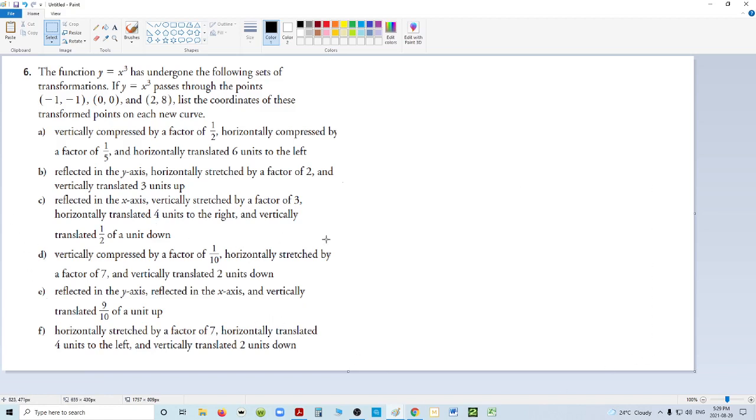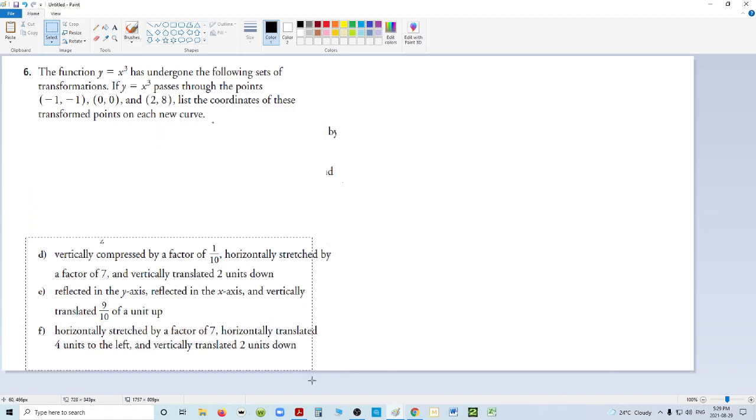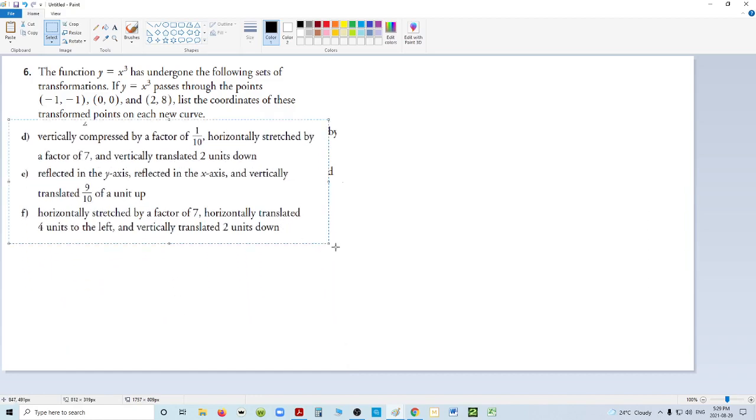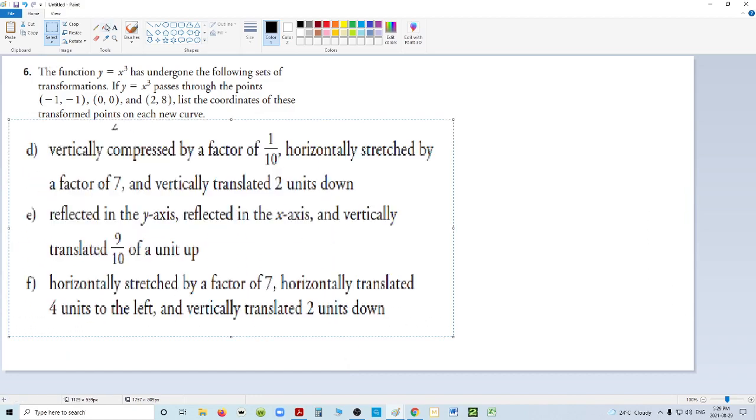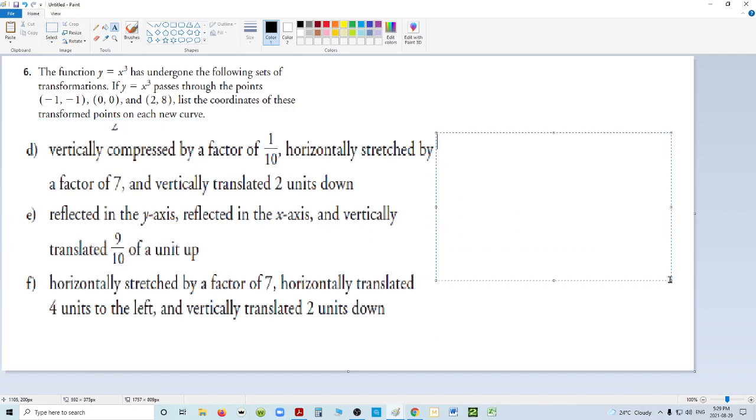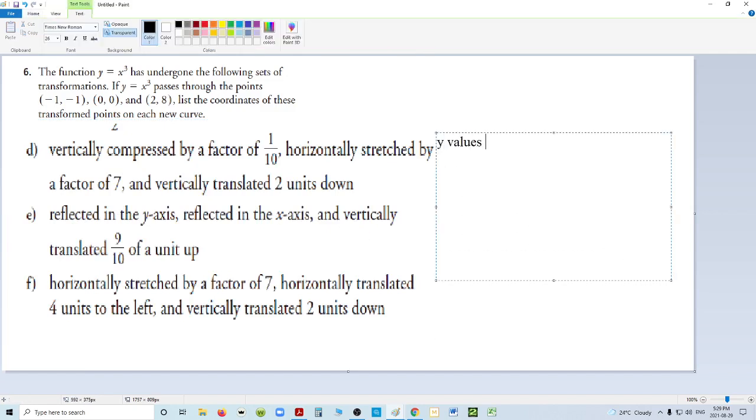And then just the next ones. You can see they're doing it over and over again. So vertically compressed by a factor of 1/10, so y values multiply them by 1/10. Horizontally stretched by a factor of 7, so x values multiply by 7. And then it says translated 2 units down vertically, so then you have to subtract 2 from your y values.